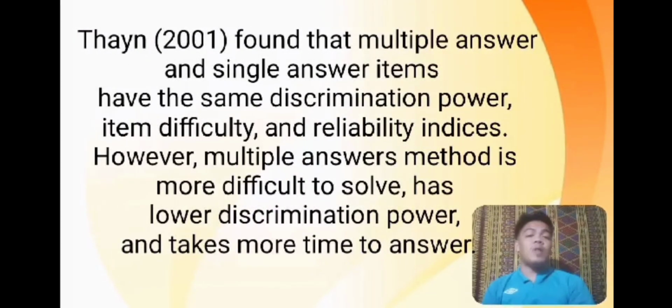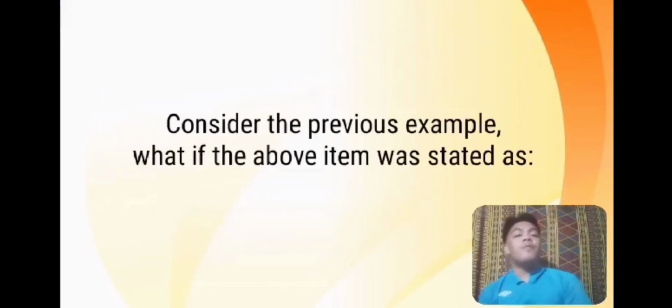According to Tain 2001, he found that multiple answer and single answer items have the same discrimination power, item difficulty, and reliability indices. However, the multiple answer method is more difficult to solve, has lower discrimination power, and takes more time to answer. Let's consider the previous example.